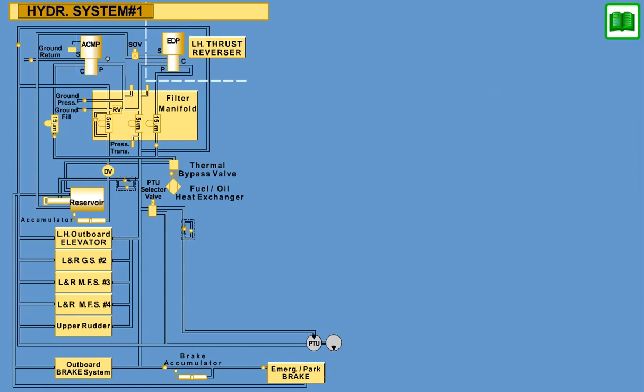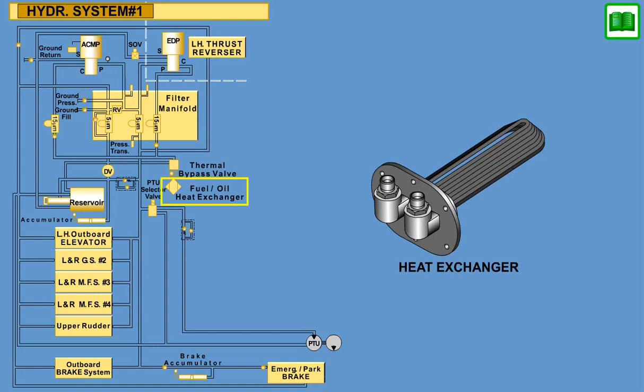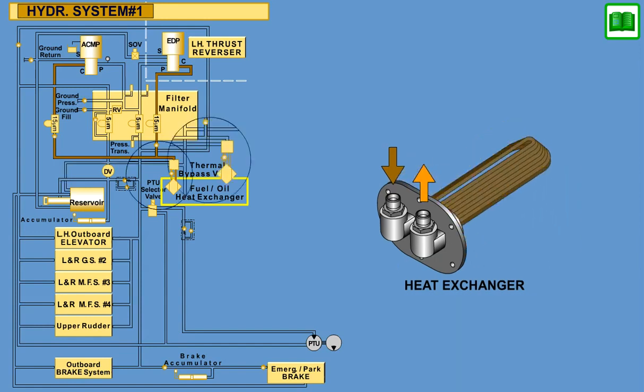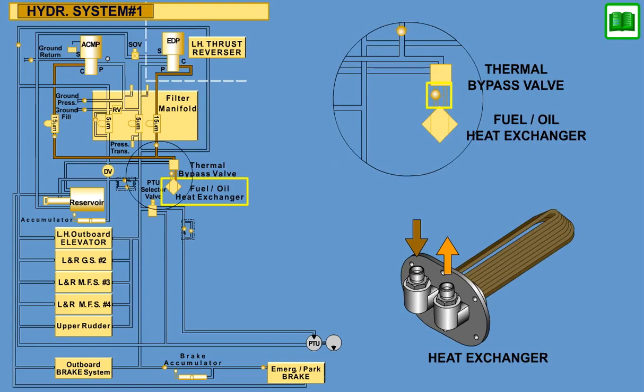Systems 1 and 2 each have a fluid-to-fuel type heat exchanger to provide cooling of the hydraulic fluid. The source of the fluid is the combined case drain flow for both the EDP and the ACMP, which passes through the heat exchanger and returns to the system reservoir. The cooling medium is the aircraft fuel in the collector tanks. A bypass valve is installed to improve the hydraulic system warm-up response time after a cold soak by diverting the flow of the fluid around the heat exchanger.